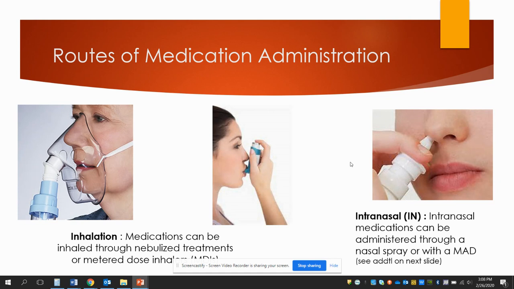Inhaled medication administration could be a nebulizer, which is what you see in the first picture, or the middle one, which is a metered dose inhaler, or MDI. Both of those are inhaled medications.